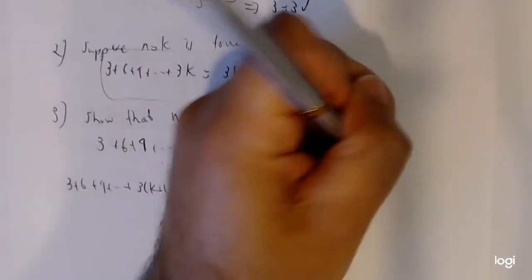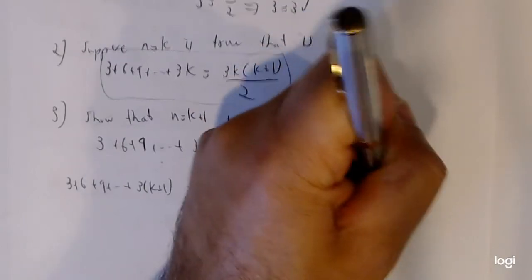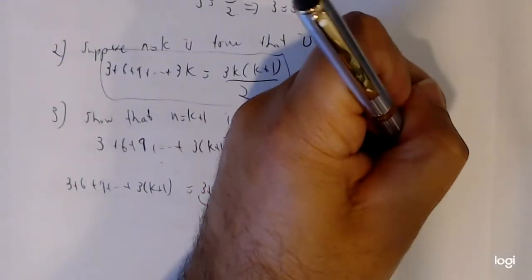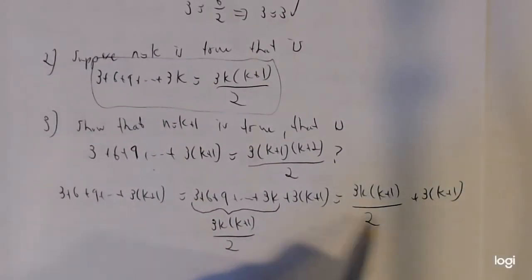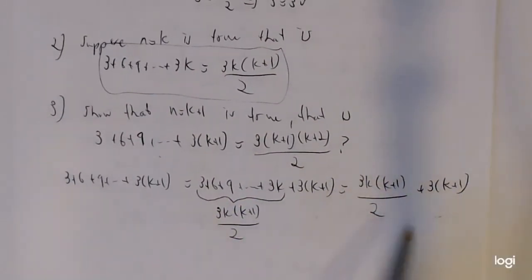So if I replace that, that becomes 3k times k plus 1 all over 2 plus 3 times k plus 1. So now what I want to do is simplify this, combine them, and hopefully this will turn into that.